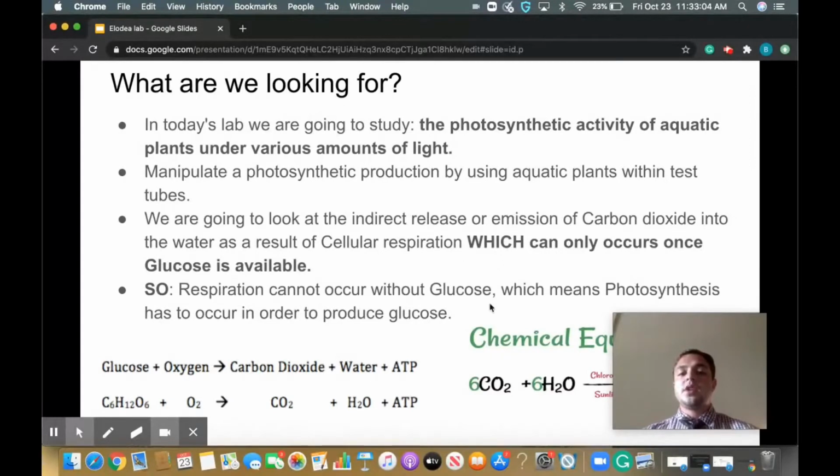And what essentially happens is that respiration cannot occur without glucose, and that glucose is produced through photosynthesis. So in order for respiration to produce CO2, photosynthesis has to occur and produce glucose.